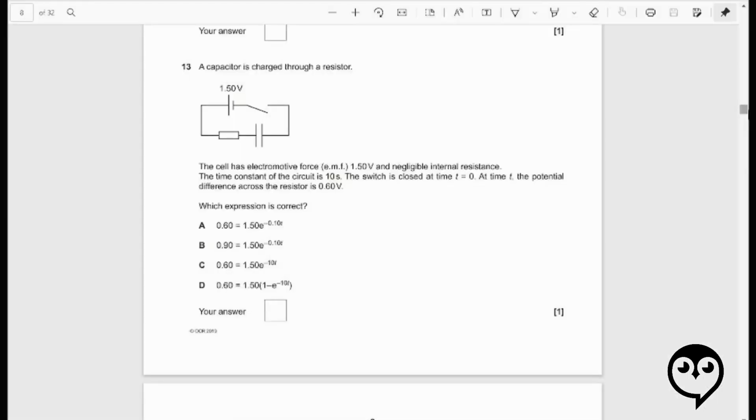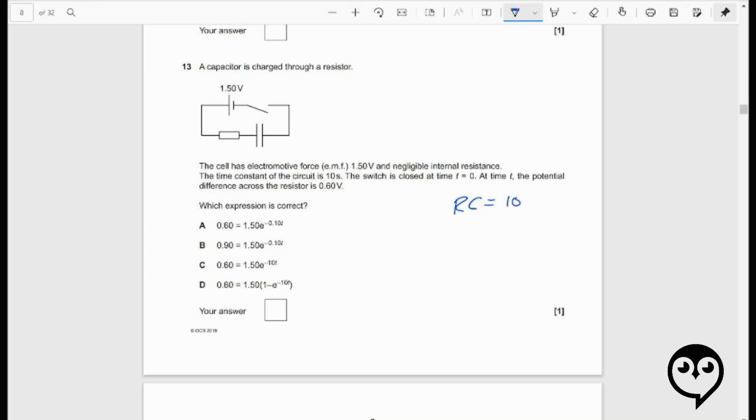Right, so this is an OCR Exploring Physics, Physics A question. We've got a capacitor being charged through a resistor. They're asking us what the equation would be here. The EMF is 150 volts, negligible internal resistance. The time constant is 10 seconds. So that means R times C is equal to 10.